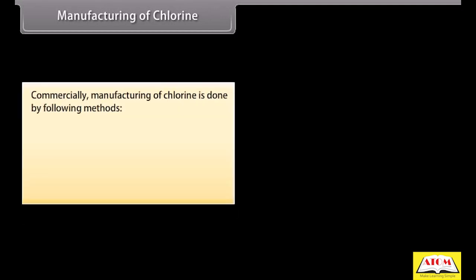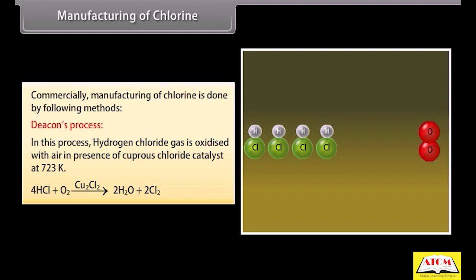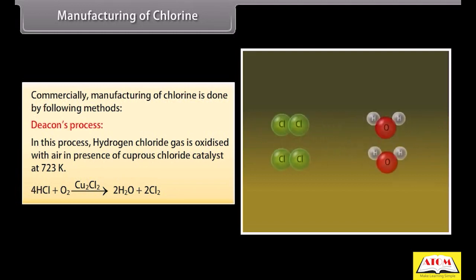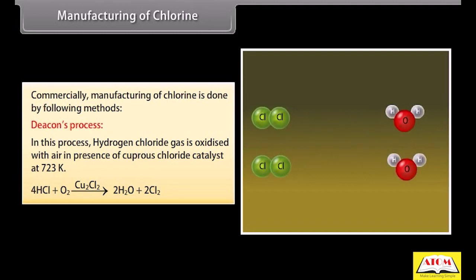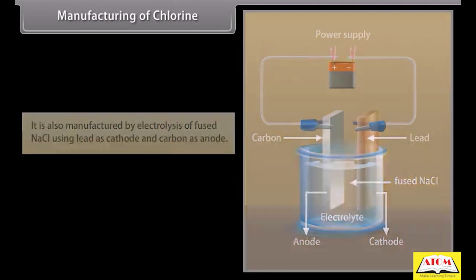Manufacturing of chlorine. Commercially, manufacturing of chlorine is done by the following methods. Deacon's process: hydrogen chloride gas is oxidized with air in presence of cuprous chloride catalyst at 723 Kelvin. It is also manufactured by electrolysis of fused NaCl using lead as cathode and carbon as anode.